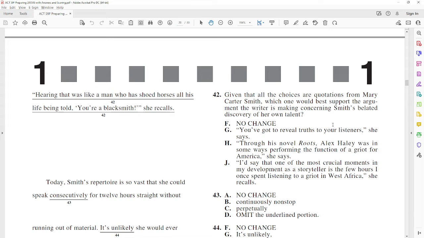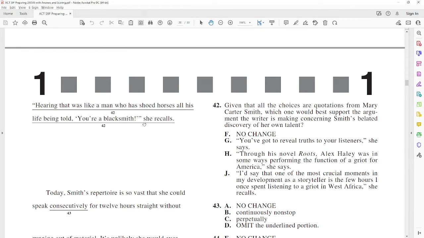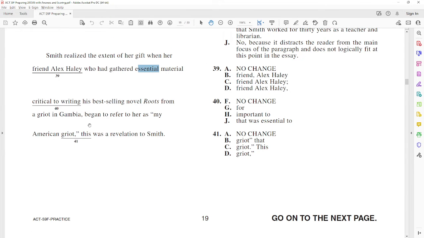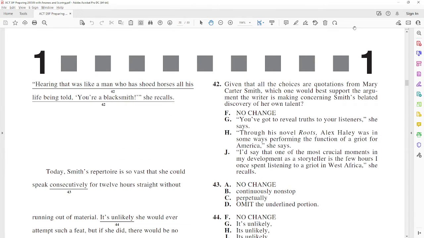Given that all the choices are quotations from Mary Carter Smith, which one would best support the argument the writer is making concerning Smith's belated discovery of her own talent? All right, so it says, hearing that was like a man who has shoed horses all his life being told you're a blacksmith. And hearing what? It's that above it, it says that Alex Haley began to refer to her as my American griot. So hearing that was like a man who has shoed horses all his life being told you're a blacksmith. It says, given that all the choices are quotations from Mary Carter Smith, which one best supports the argument that the writer is making concerning Smith's belated discovery?